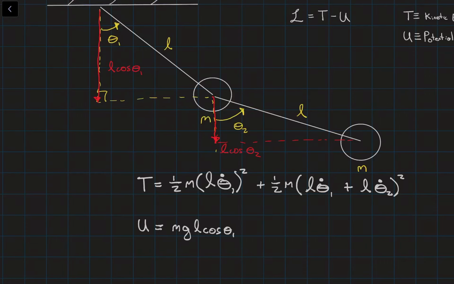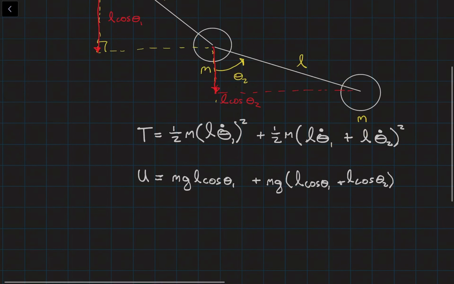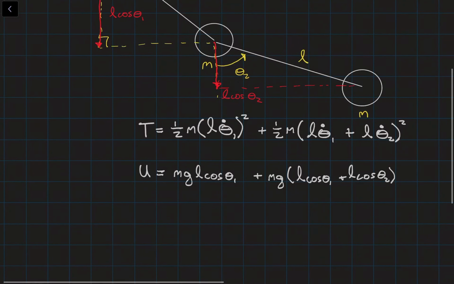And then for our second mass, remember we have to sum these together for the potential energy of the second mass. So it'll be mgL cos theta 1 plus L cosine theta 2. So now we have our kinetic energy and our potential energy, and we can construct our Lagrangian from this.